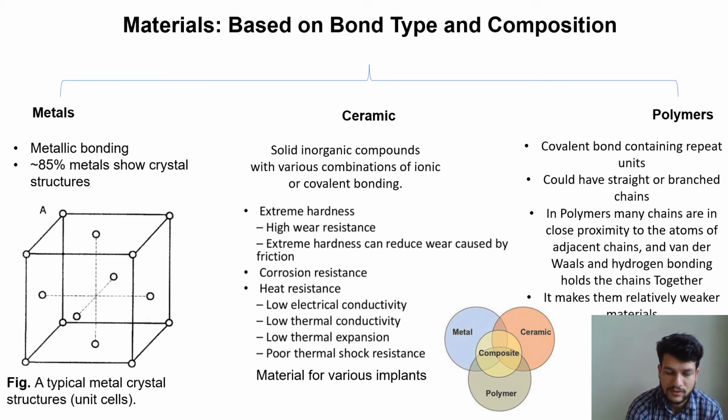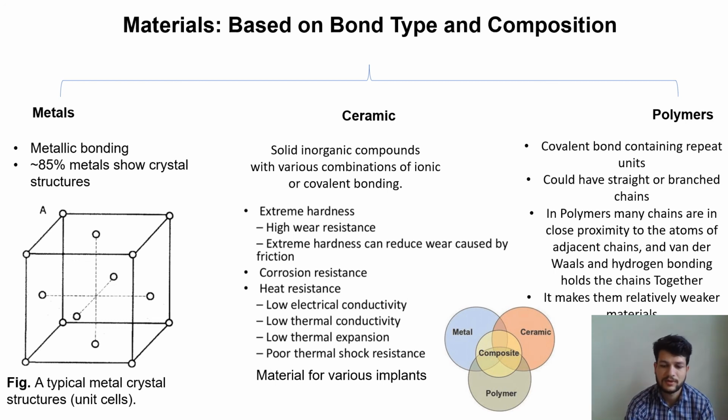They are also mostly used as materials for various implants. They also have high wear resistance and extreme hardness that can reduce wear caused by friction. Carbon is often included in the ceramics, even though it is not a compound. It also has different properties from ceramics, like it conducts electricity in the form of graphite. As you may know, carbon has two crystal structures. In diamond it has a tetrahedral coordination, and in graphite it is a hexagonal arrangement of the atoms.